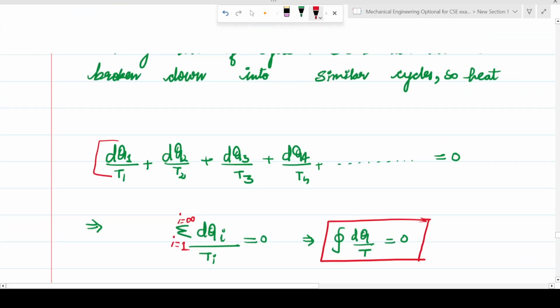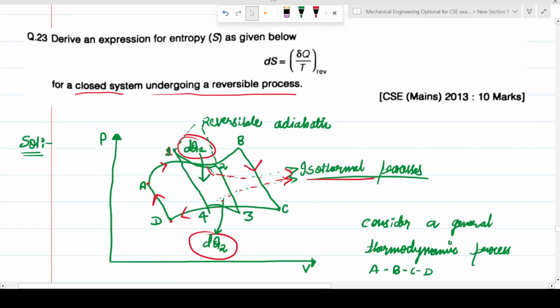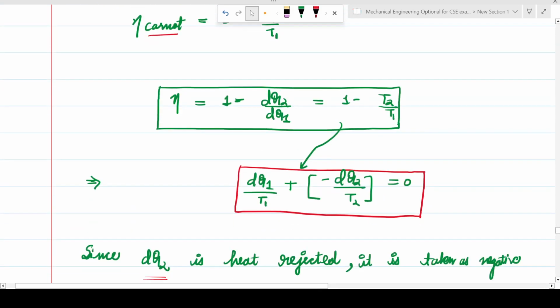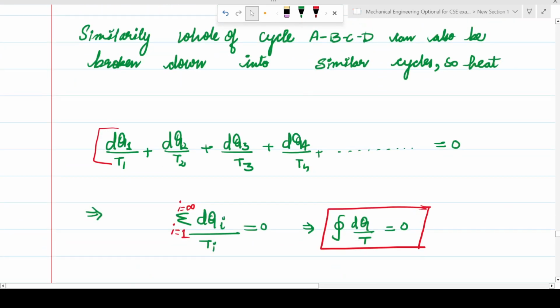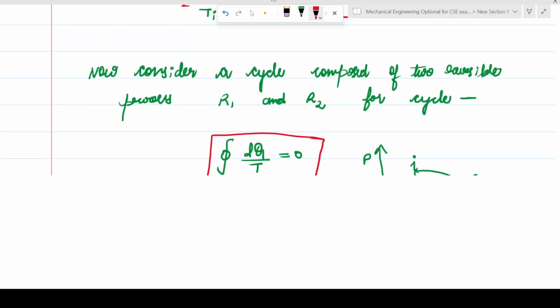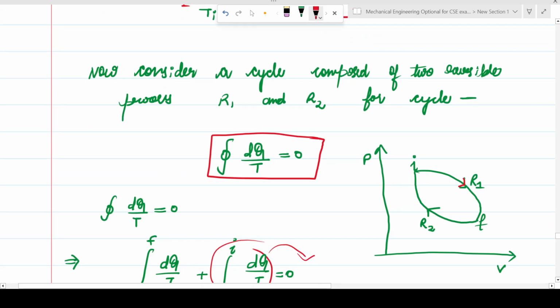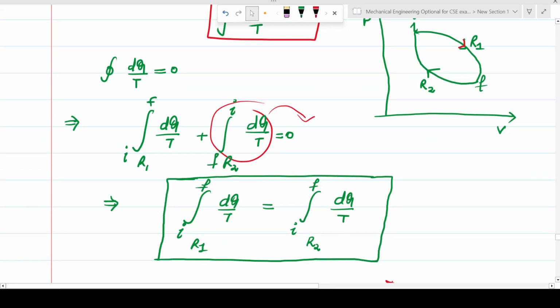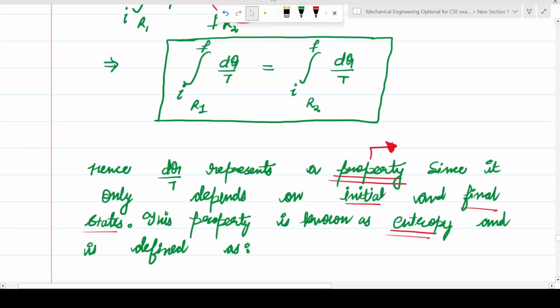तो इस तरीके से हमने प्रूव कर दिया है। सबसे पहले एक बड़ी साइकिल ली ABCD, then we divided the bigger cycle into multiple smaller cycles 1 2 3 4, and then we used this expression for the infinite series and get that the summation in a cycle is equal to 0. Then we take two processes, that is process R1 and R2, and for these processes we calculate what should be the change in Q divided by T, and this comes out to depend only upon the initial as well as the final states and nothing in between them.